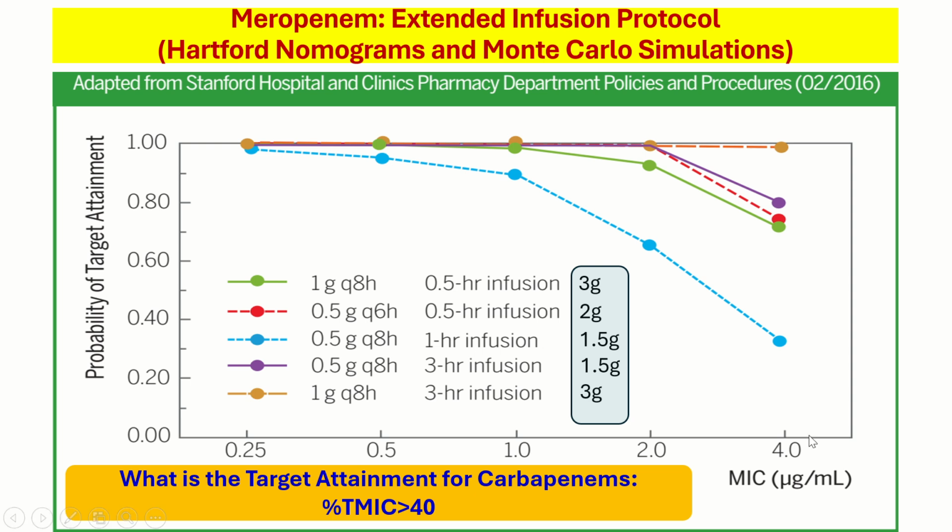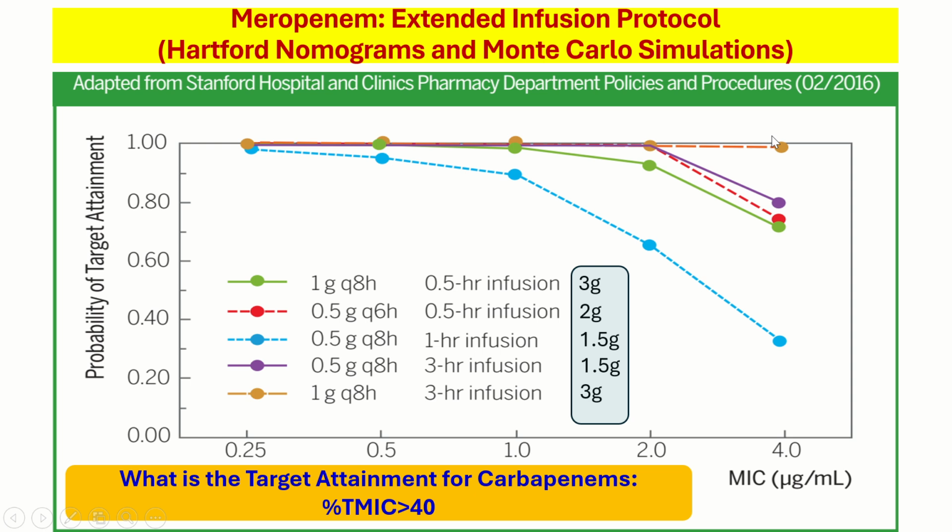Now, what if the MIC rises to as high as 4? What do we do in such cases? Let us see these two graphs, the green line and the brown line. In the green line, you see 1 gram TDS as a half an hour infusion. The probability of target attainment is maybe around 70% over here. But if you increase the infusion time with the same dose, the probability of target attainment is much higher, nearly as high as 100%, or 1, when the MIC rises.